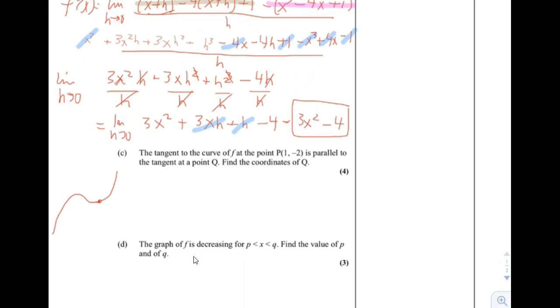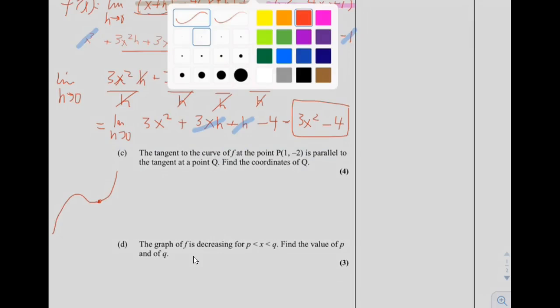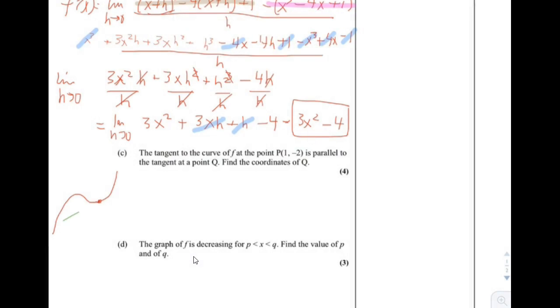Okay? And then you have a tangent, and then I'll draw the tangent line in green. The tangent line goes kind of like that. It actually touches right at that point. Okay? And then it says there's another coordinate besides this one, which is P. There's another point Q, which also has a tangent line that's parallel to that.